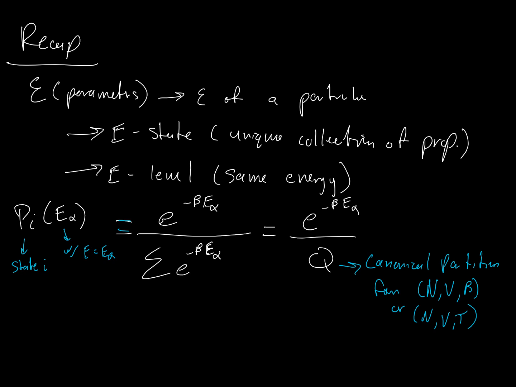Okay. Recall then that beta is 1 over kBT. What we're going to be introducing today is that little q is the partition function for just a single particle, whereas the capital Q is typically reserved for a collection of particles. So right now, we've only been dealing with one particle, so little q and big Q are interchangeable.